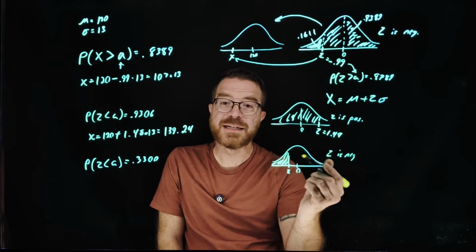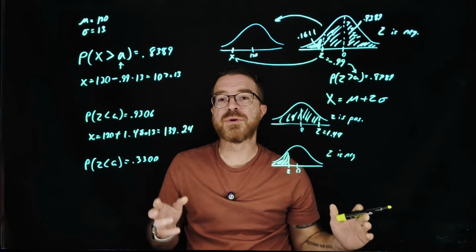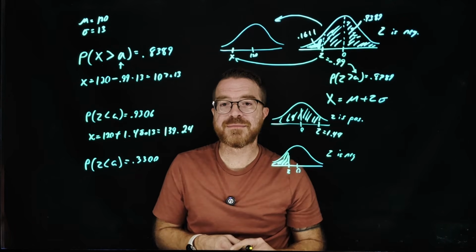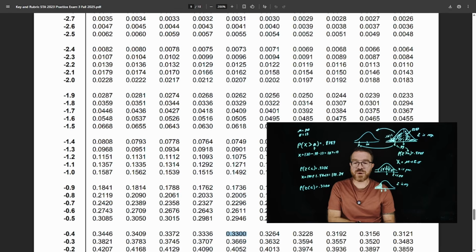Now, can I look this up in my table? I can, because it is looking to the left. So let's switch over to our Z table and figure out where it is. As I've done before, I have highlighted 0.3300, and this gives us a Z value of negative 0.4, and then we go over 0, 1, 2, 3, 4, which gives us a Z value of negative 0.44.